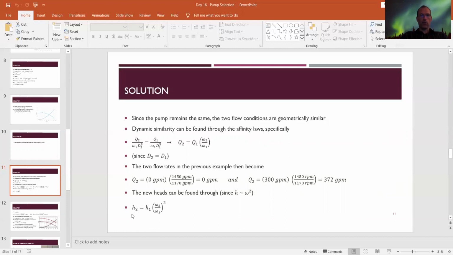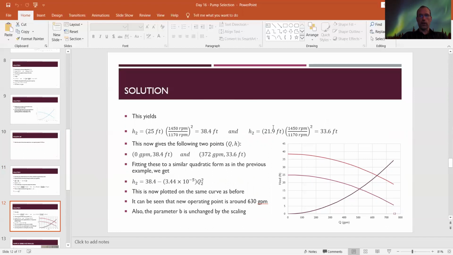And now I want to find the two new head losses. So I have two head losses from the first example, one of 25 feet, one of 21.9 feet. The one at 25 feet, again, scale that, 1450 over 1170, whole thing squared. Gets me a new head loss for that scenario of 38.4 feet, and that's going to be at 0 gallons per minute. The other head loss at 21.9 feet happened at 300 gallons per minute. Again, scale that guy by the same factor, 1450 over 1170 squared. Gives me a new head loss in that case of 33.6 feet. So that's going to be my second data point at the new flow rate of 372 that we just found.